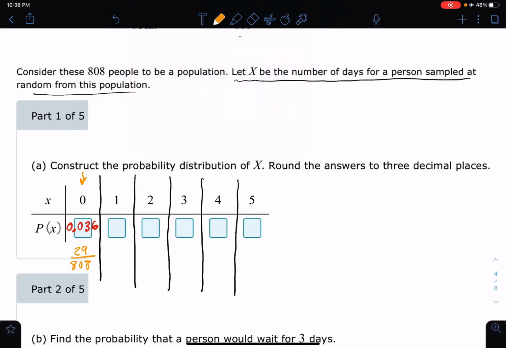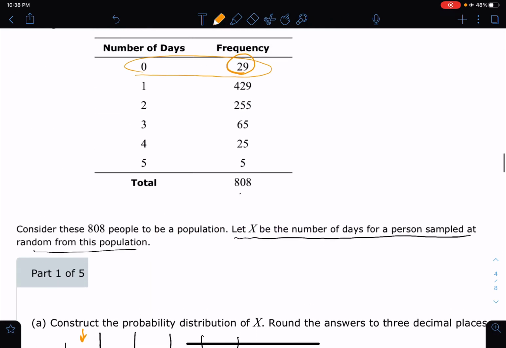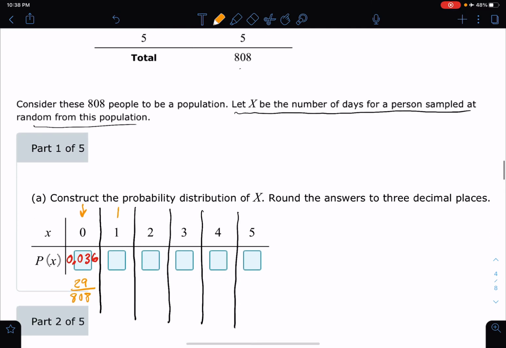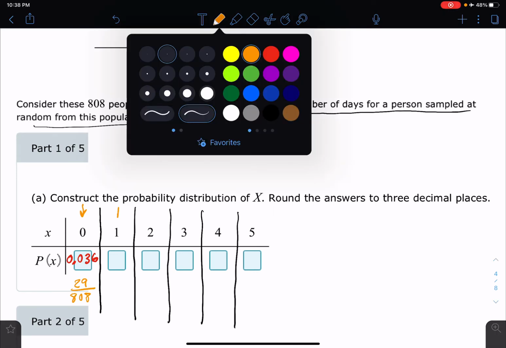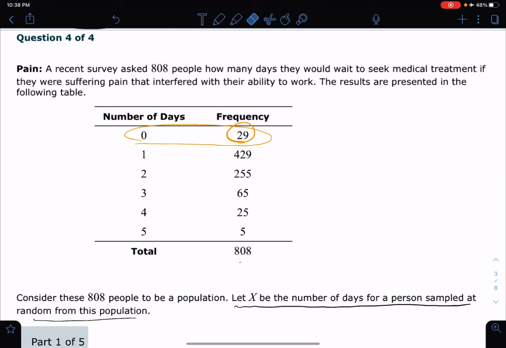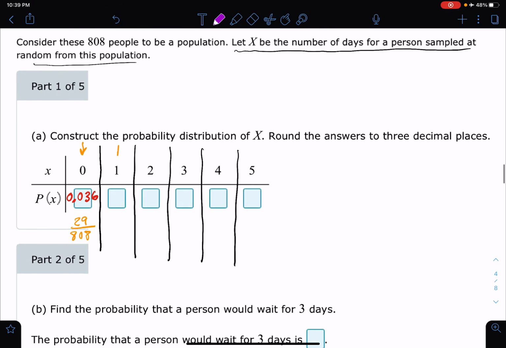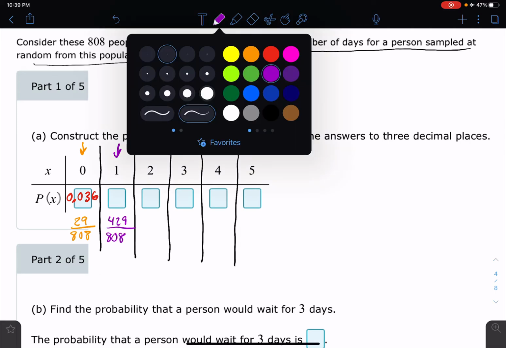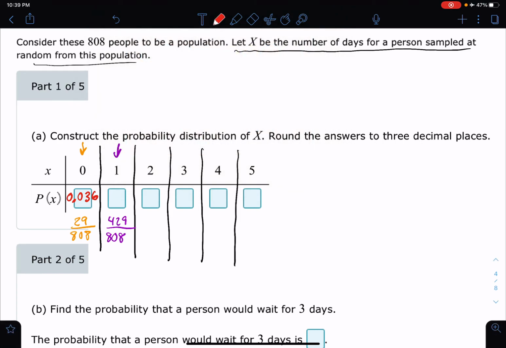Okay, next. People that will suffer for 1 day and then go. That's a bunch of them. And so here we are now. Whoops, I thought I was going to go with another color. So suffer for 1 day, that's 429. And we'll go ahead and change that to a decimal just by dividing it on the calculator. 429 divided by 808 is 0.531.